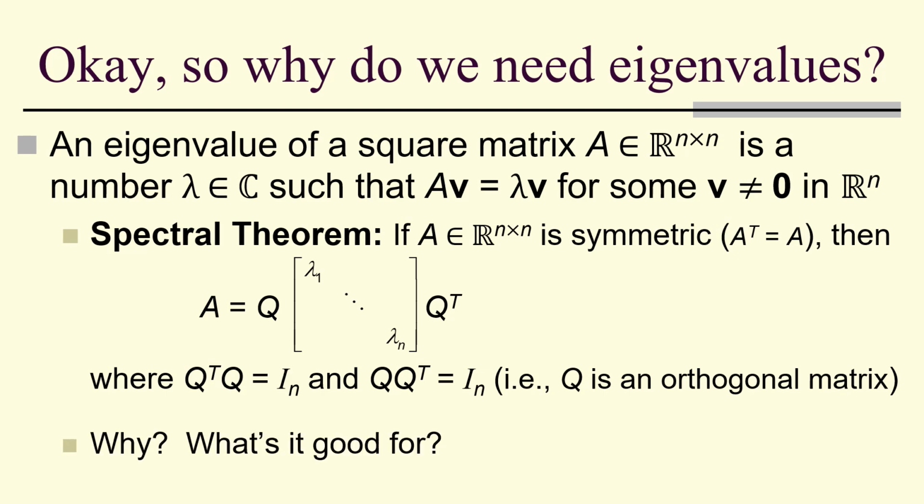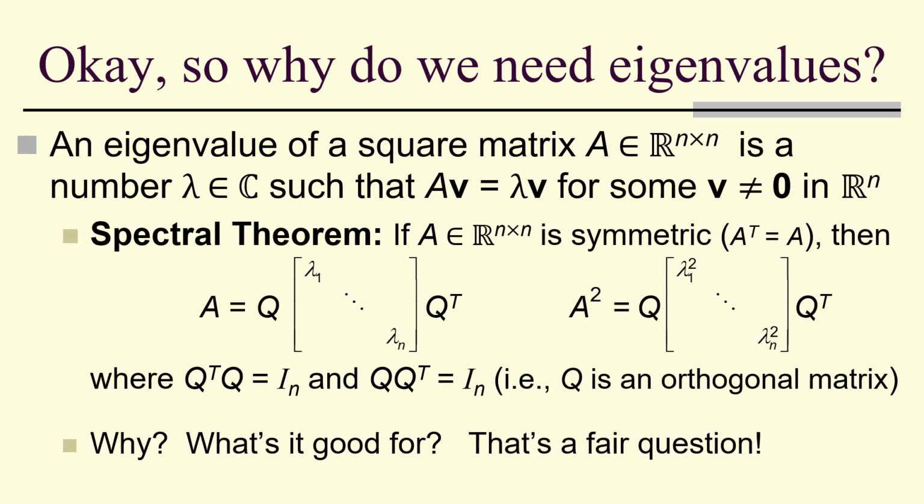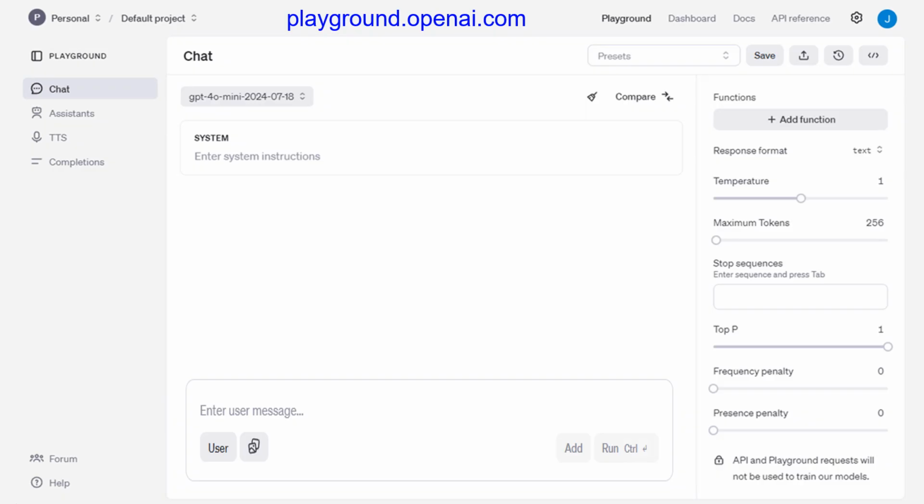So why? Well, what's this good for? That's a fair question. Let's, for instance, look at A squared. Well, now we've got a formula for A squared, and A cubed, and A inverse if the inverse exists, and lots of other things that we can do with A simply by manipulating that diagonal matrix. Can we see an example?